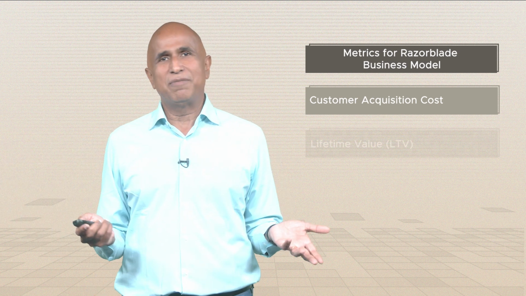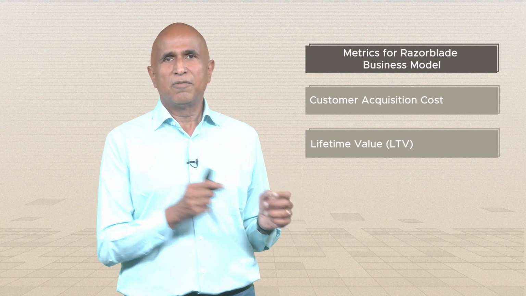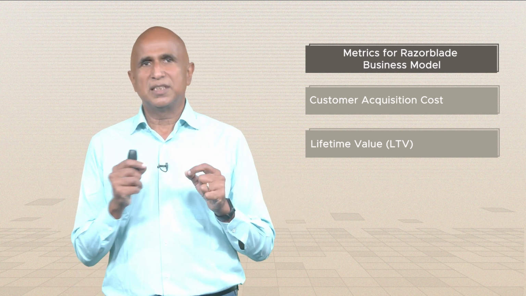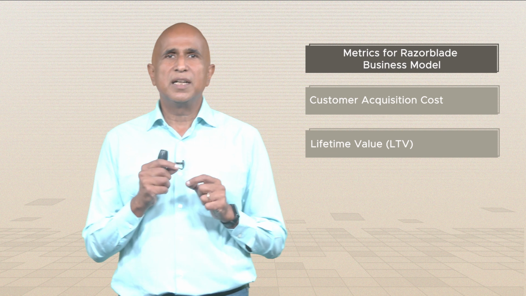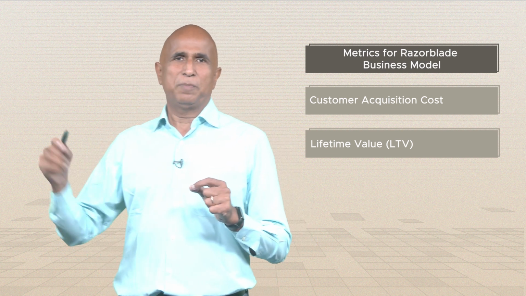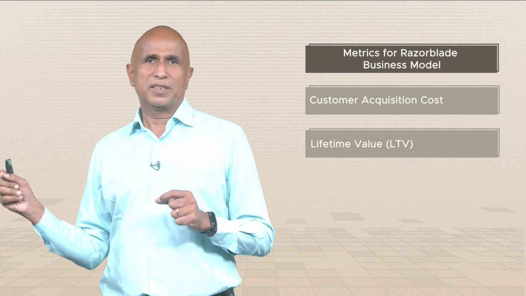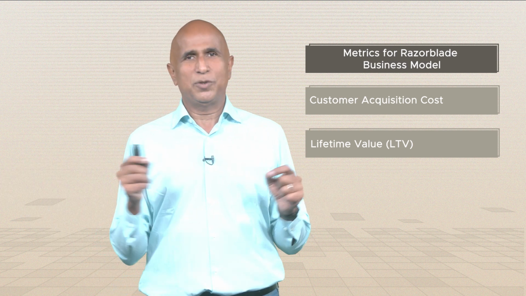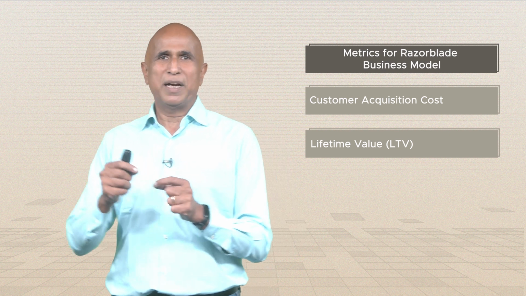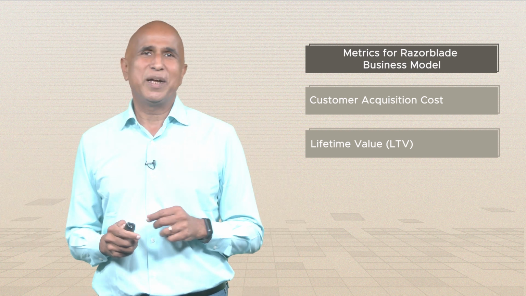The other one is the lifetime value. What is the total net profit that the company makes from any given customer? This is important because in a razor blade business model, the company is making money over a long period of time as the customer continues to buy the consumables. So a higher lifetime value is important. The customer should keep buying for at least a few times before the company is able to make any money.